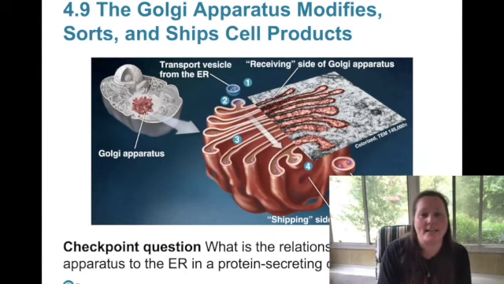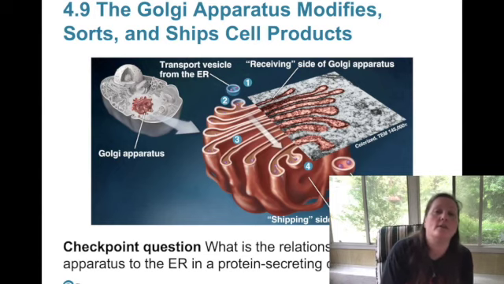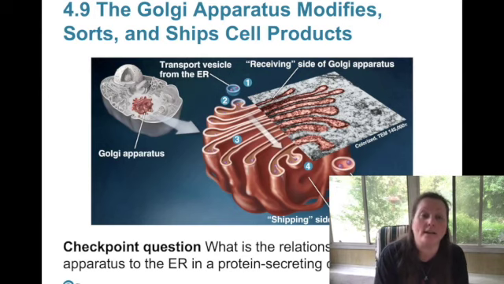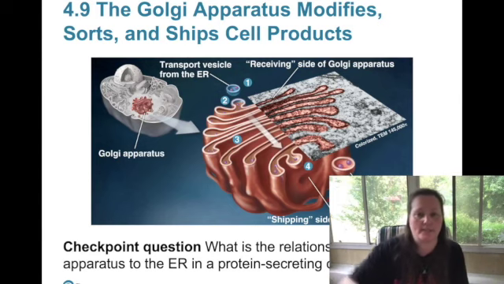What happens here is it's going to go from the Golgi apparatus, and then it is going to move on into the ER. So here it's just showing you the receiving side of the Golgi, then it goes through, and then it transports, and then it ships it. That's why, again, the Golgi apparatus, just think of it as UPS. It takes it in, packages it, ships it out.